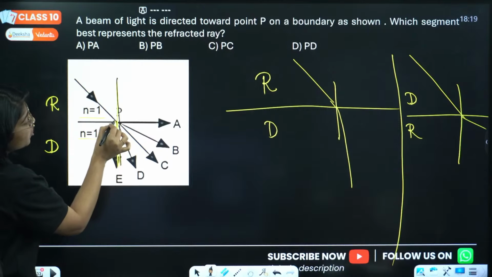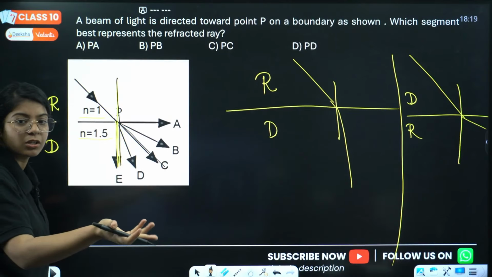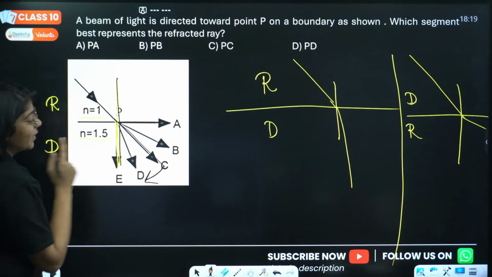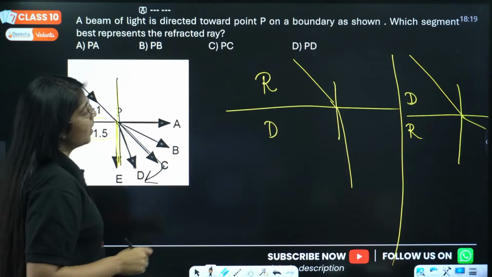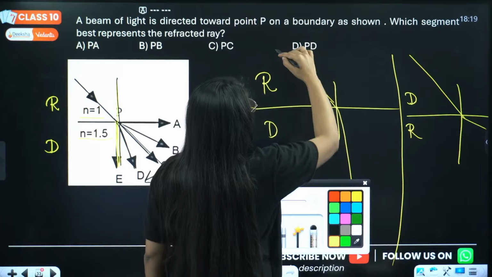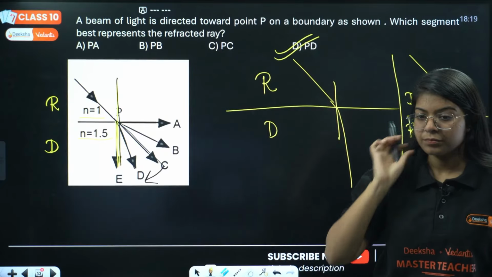Now it should go straight. So PC is directly straight. No refraction, that can't happen. It should bend towards the normal. That means PD is the correct ray. So PD is the answer, my friend. PD is the answer. Understood?